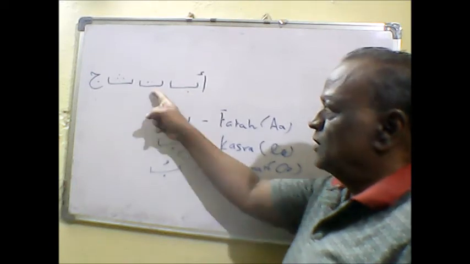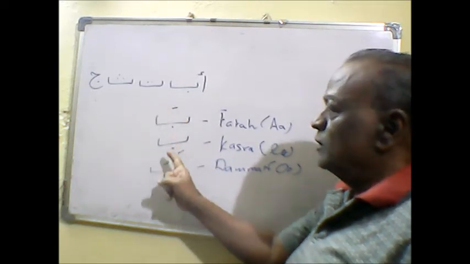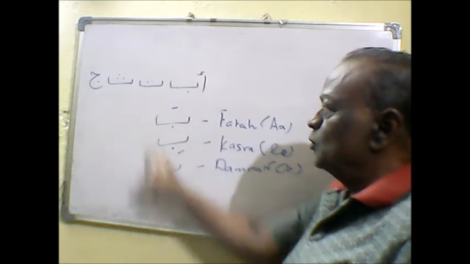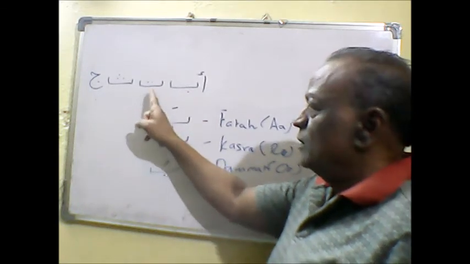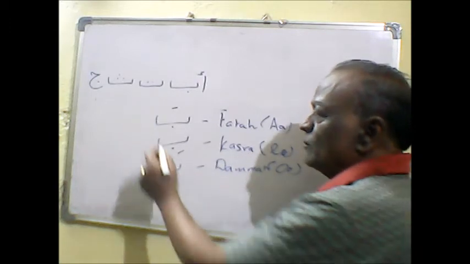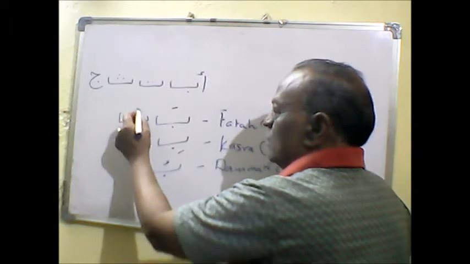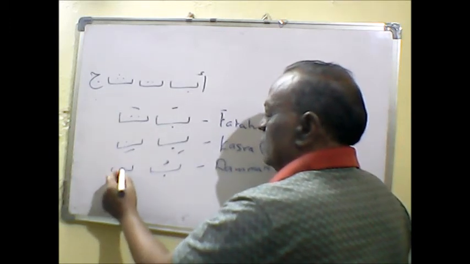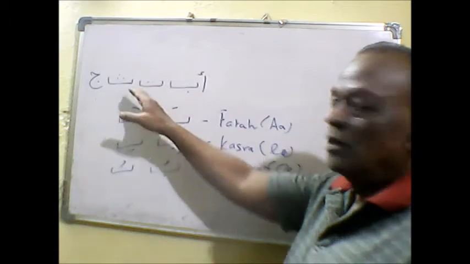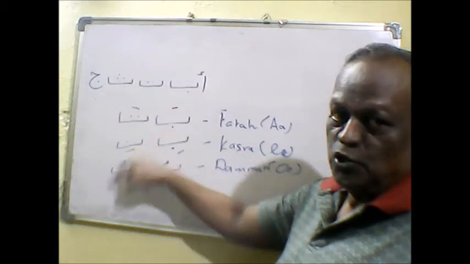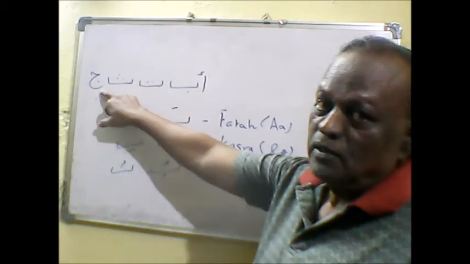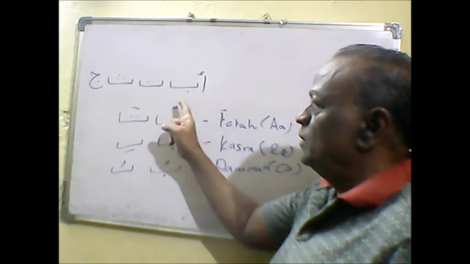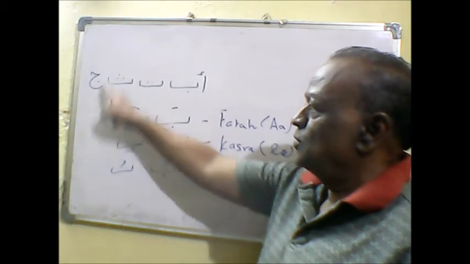Second one, third one, Ta. If you put the Fatah on Ta, it is Ta. With Kasra, Ti. With Dhamma, Tu. Like Sa, Si, Su. Ja, Ji, Ju. The name of this letter is called Ja. So Alif, Ba, Ta, Tha, Jeem. A, I, U, Ba, Bi, Bu, Ta, Ti, Tu, Sa, Si, Su, Ja, Ji, Ju.